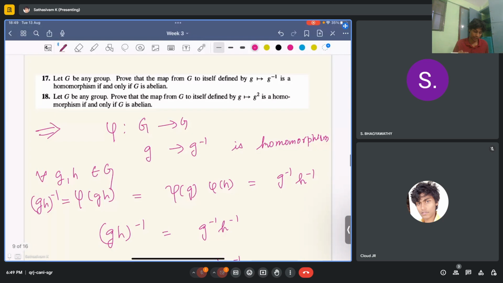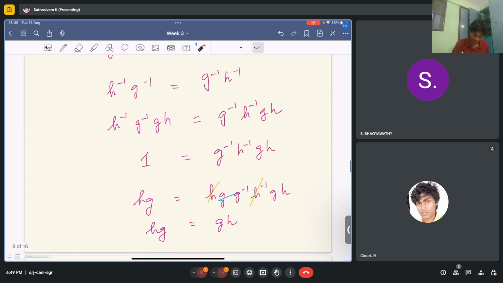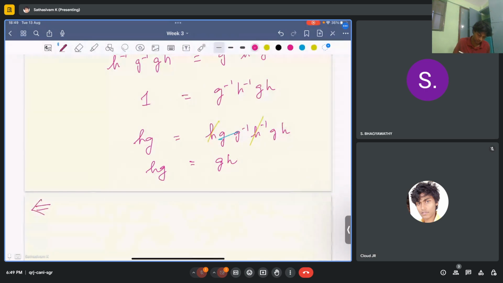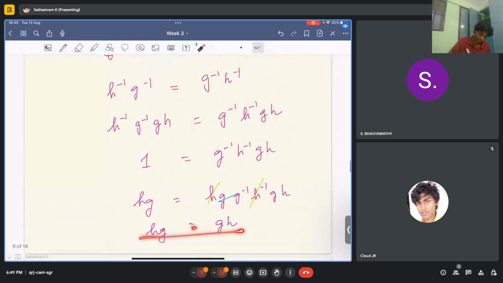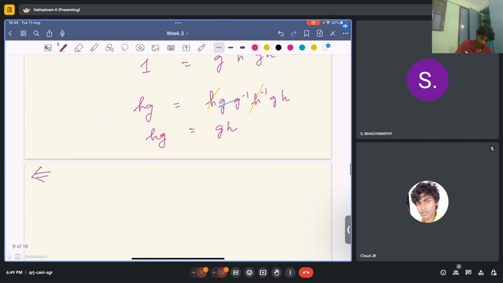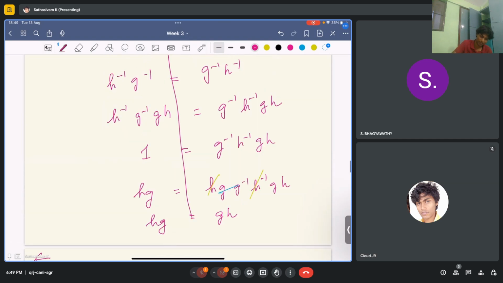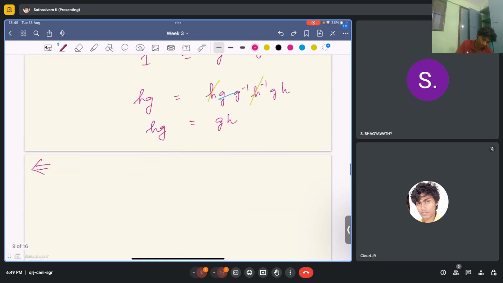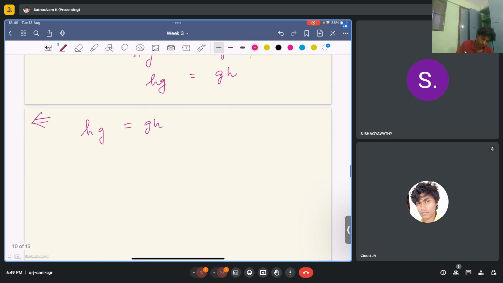Okay. So let's go to the other direction. Here you assume that the group G is abelian, and then we want to prove that this is the inverse map being a homomorphism, right? So how do you go here? We do the same thing again. If you want to prove this other direction, whatever you did here, just reverse it. I will just write it once, but the idea is basically you just go up. So abelian means hg equals gh.